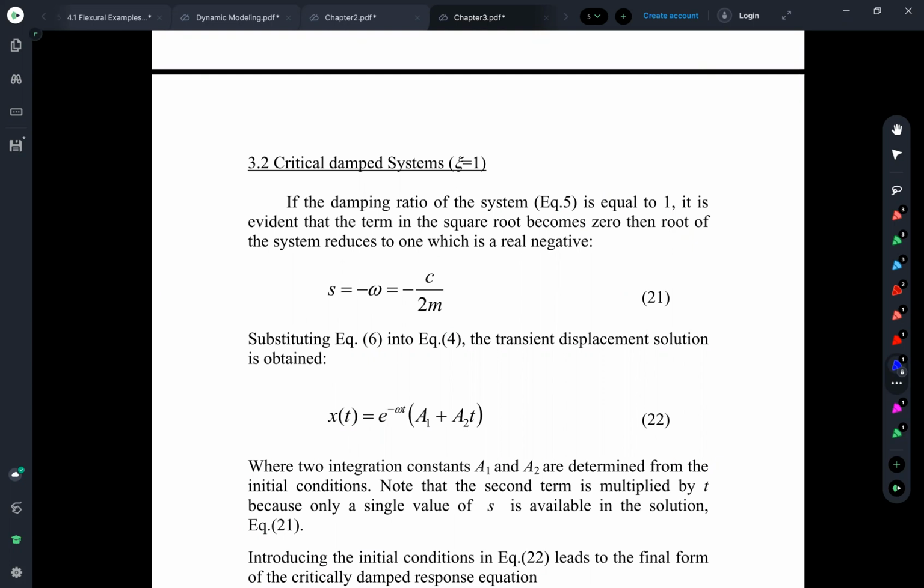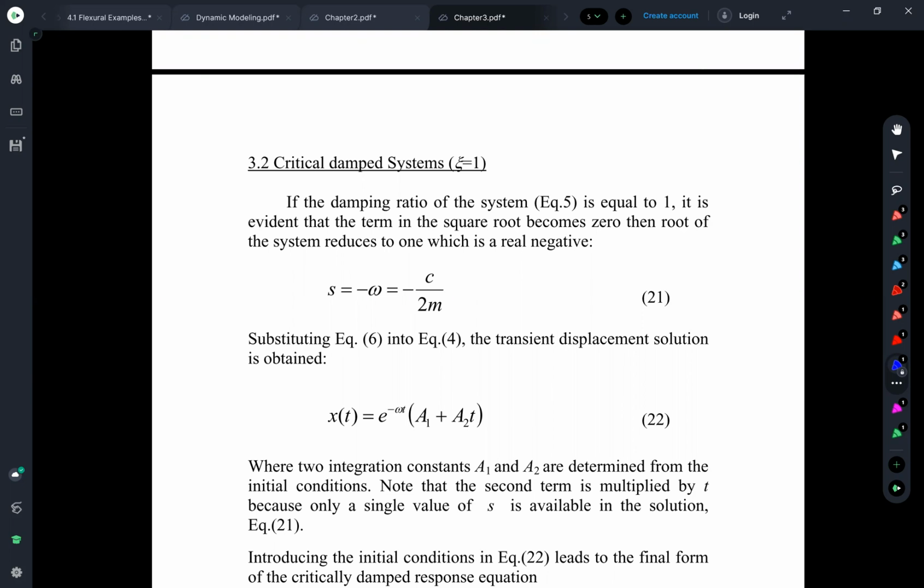If the damping ratio of the system, equation number 5, is equal to 1, it is evident that the term in the square root becomes 0, and then the root of the system reduces to 1, which is a real negative, as in equation number 21. If we introduce number 21 into equation, I think number 4 maybe, the displacement solution we obtain is as in equation number 22.